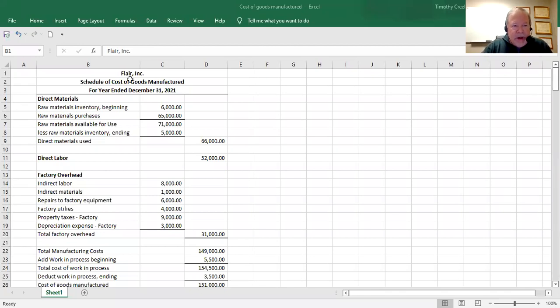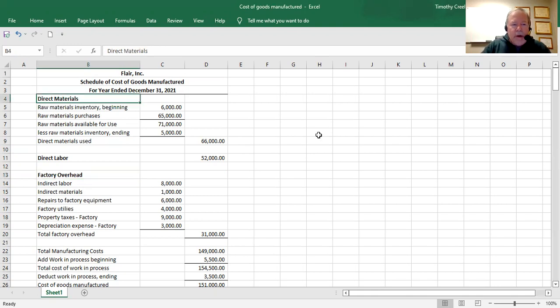Now, the schedule of cost of goods manufactured, basically what it shows is what moves through work in process during a period. And remember that the three elements of product cost are direct materials, direct labor, and factory overhead, and all of these enter into production in work in process. So what we're talking about here is the cost of goods manufactured is everything that moves through work in process during a period of time, typically a month or maybe a year.